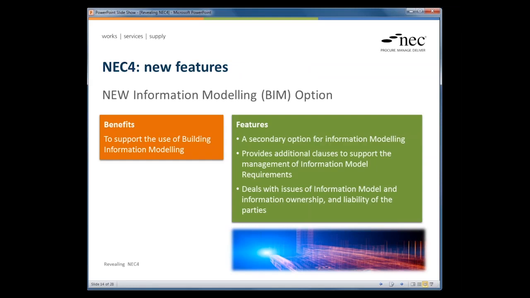So the client will spell out what he wants from the information model, what he wants people to do and how he wants them to be creating the material. Each individual party who is involved in providing this will set out how they're going to achieve this. The contract itself deals with such things as ownership of material produced as part of the model, liability for what happens if parts of the model don't work.